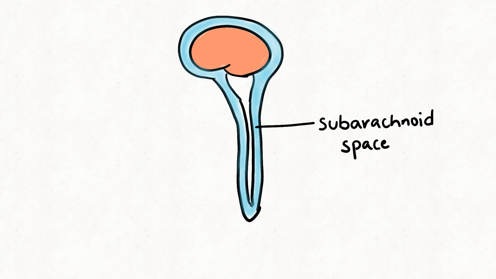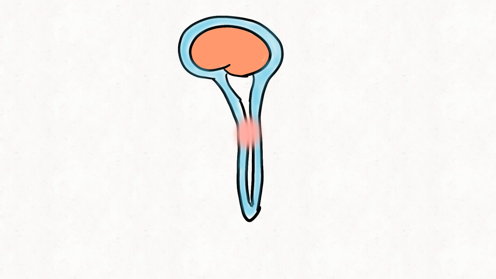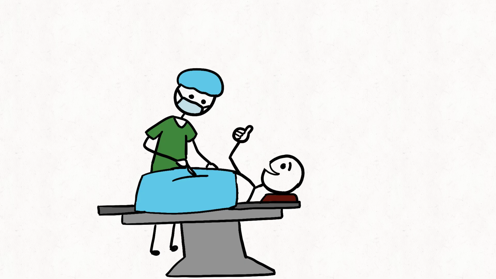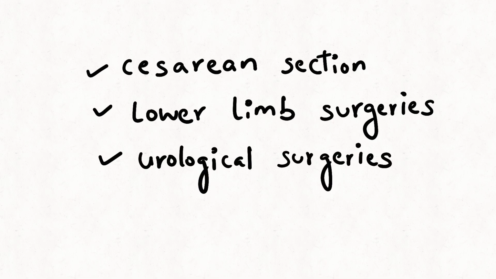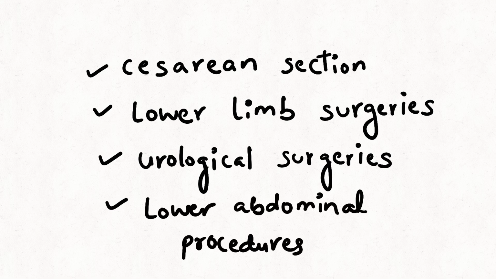So, when the drug enters the subarachnoid space, it blocks the nerve signals from traveling to the brain. As a result, the patient feels no pain. The lower part of the body becomes numb and surgery can be done comfortably. Spinal anesthesia is commonly used for cesarean section, lower limb surgeries, urological surgeries, and lower abdominal procedures.